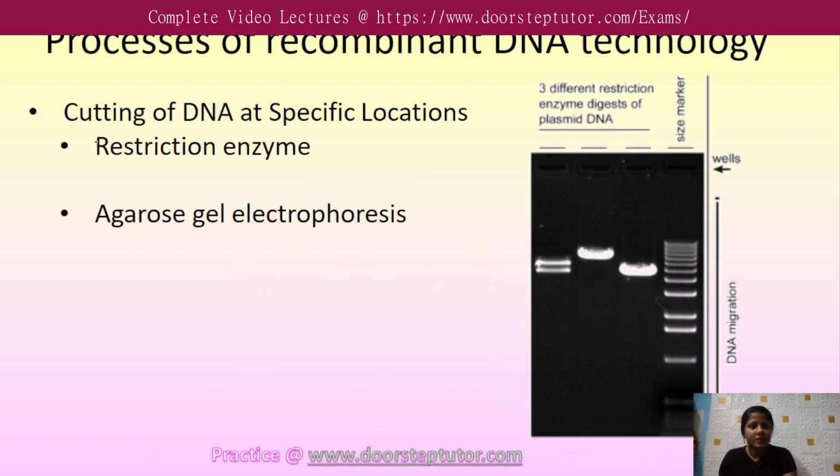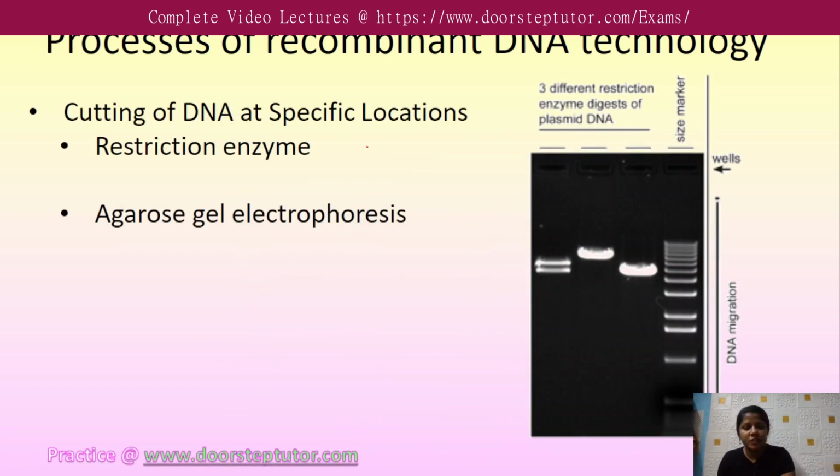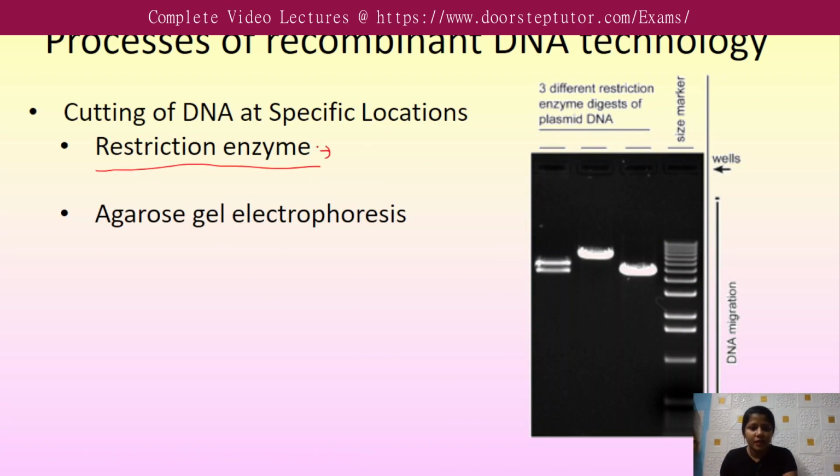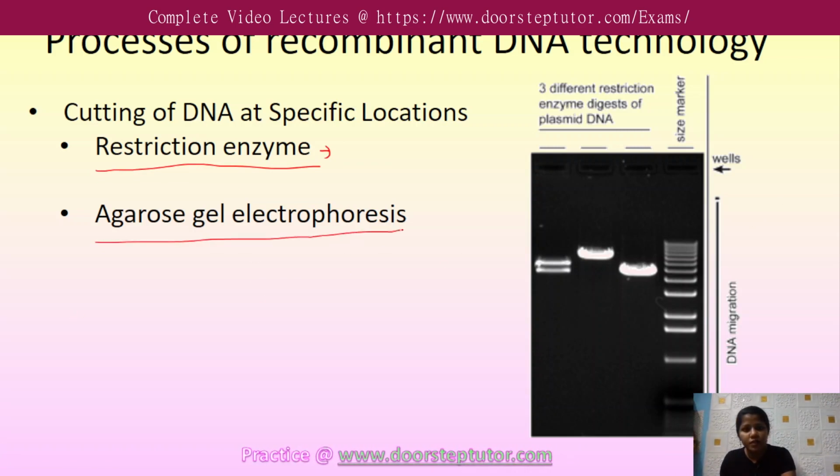After this, the next step is cutting of DNA at a specific location. This work is done by our restriction enzyme. It will cut the DNA into several fragments. After that, we load it into agarose gel electrophoresis, and this will give us the bands.